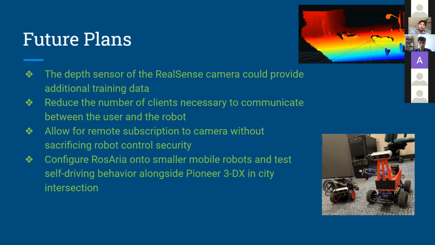Also, if anyone outside of our group wanted to access the RealSense camera feed, we'd like to come up with a way for them to be able to see the output camera feed without having the ability to control the robot, just for basic security reasons.